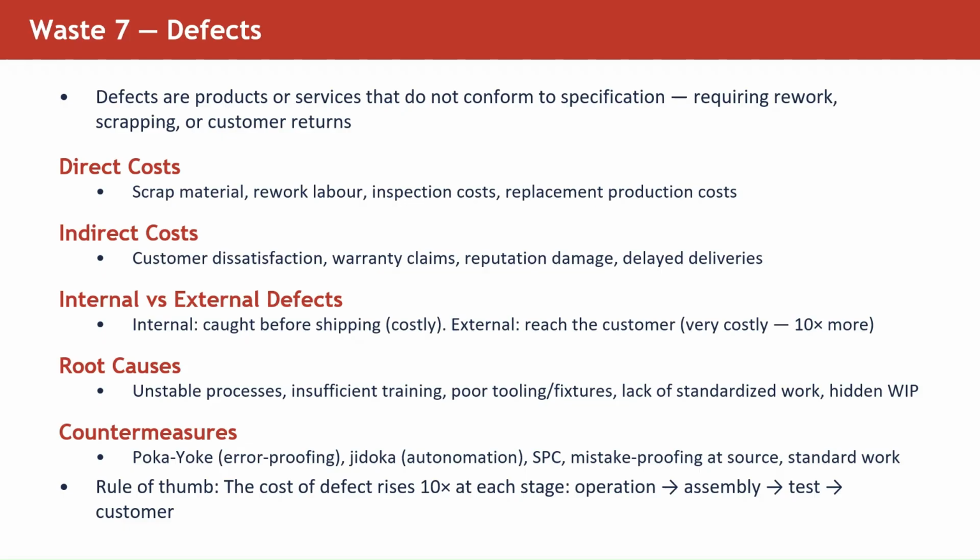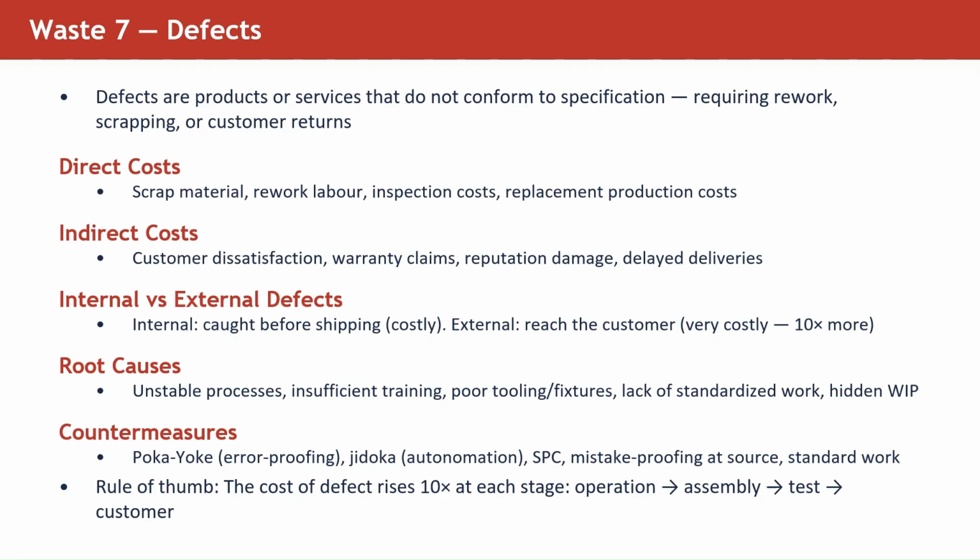Now defects are visible and measurable, and this is why many organizations focus on them first. But from a lean perspective, defects are a symptom. The root cause lies in unstable process. So a defect is finally an outcome of the processes that you have in your manufacturing industry.